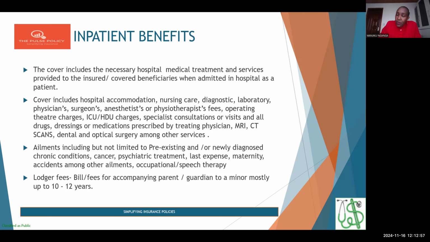So if you don't understand what lodger fees is, mostly the insurance companies are going to give these fees based on the age of the child. So we're going to have some companies limit up to 10 years children, or children up to 12 years. So it depends on the cover that you have purchased. So if you have minors, it is important to understand at what point the insurance company covers for the accompanying parent or guardian to the child who is admitted in the hospital.